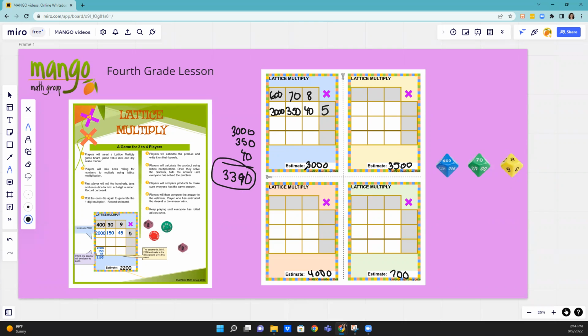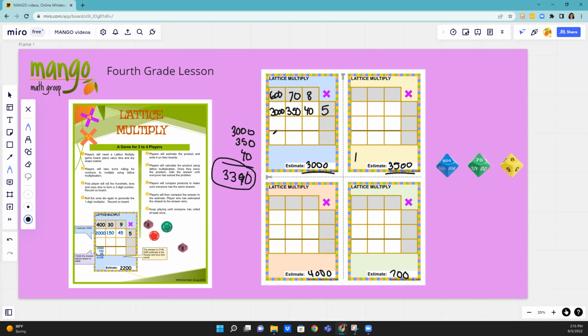So in this case, somebody guessed 3,000 and somebody guessed 3,500. You now have to determine, is 3,390 closer to 3,000 or to 3,500? And whoever that's closest to will get a mark saying that they won that round. So they can mark that.